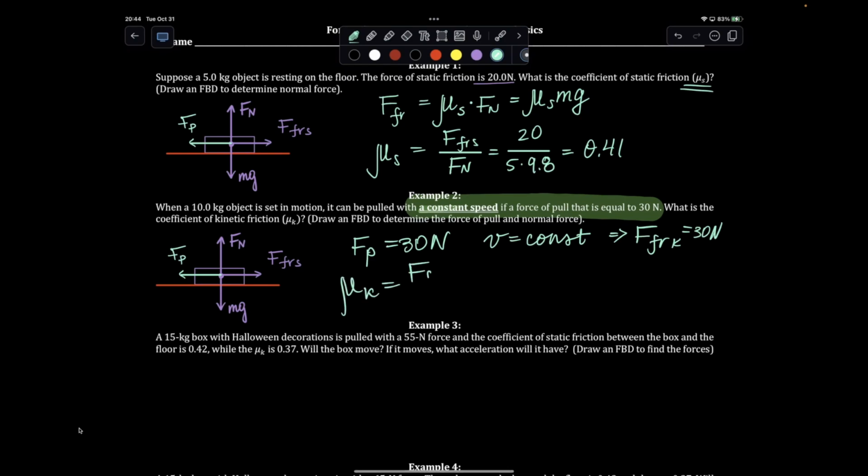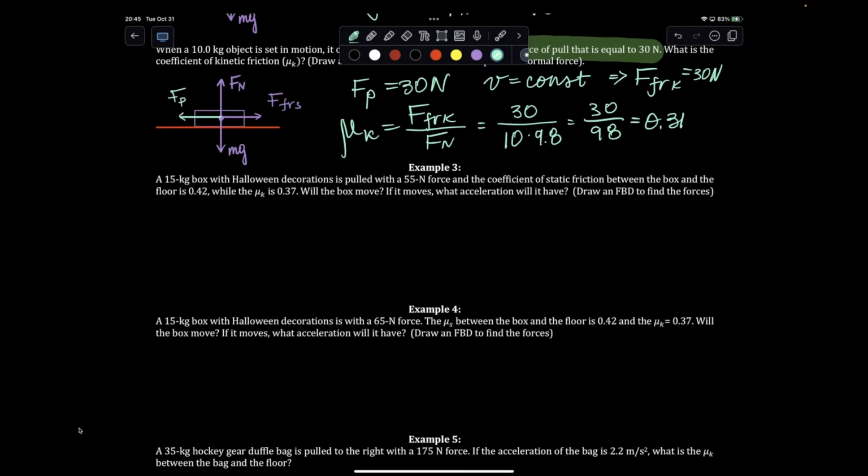So we're going to take force of kinetic friction. We'll divide it by normal force, which will be, again, since it's flat on the ground, basically just mass times g. So 30 over 98, and that is 0.31. Again, no units. This is just a coefficient.